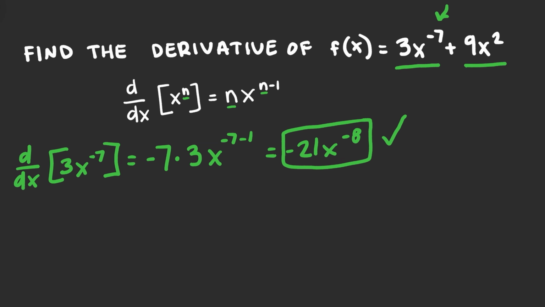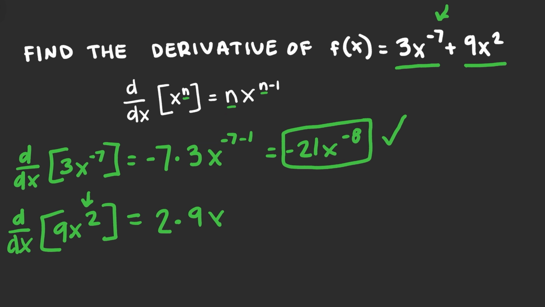So now for term 2, we have d dx, 9x squared. And remember, our n is our exponent, which in this term is 2. So we'll have 2 times 9x to the 2 minus 1 in the exponent. And if we simplify, 9 times 2 is 18. x to the 2 minus 1 would just equal 1, which would just leave x. So the derivative of 9x squared is 18x.